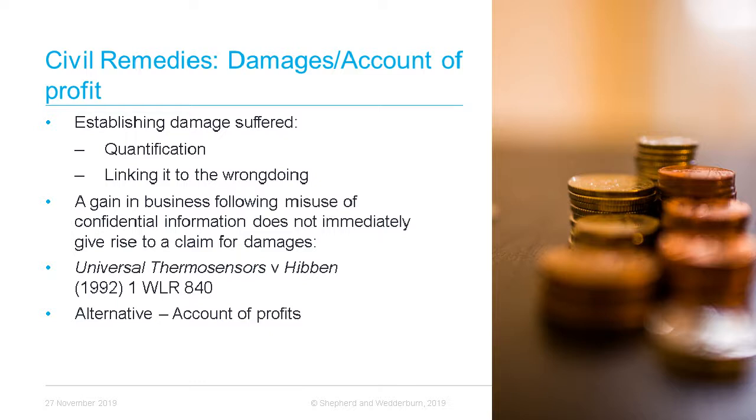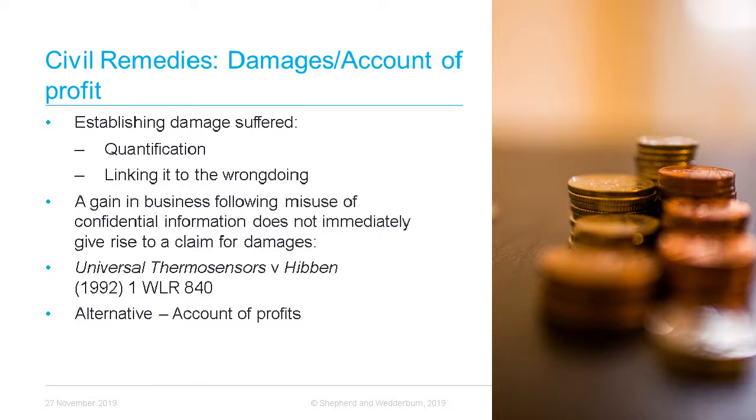As an alternative, the claimant can go for an account of profits. Rather than focusing on the damage caused to the employer or the claimant, this remedy looks at the defendant's profit as a result of their misuse of the information. An order can be sought from the court requiring the defendant to pay the profit made over to the claimant or the former employer.